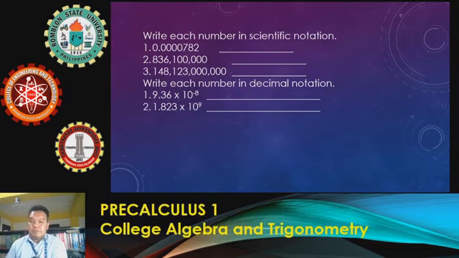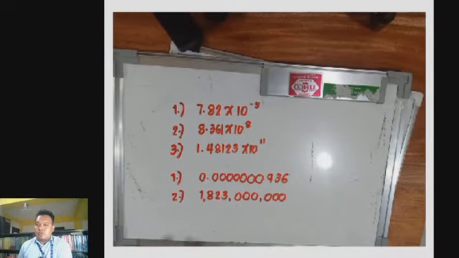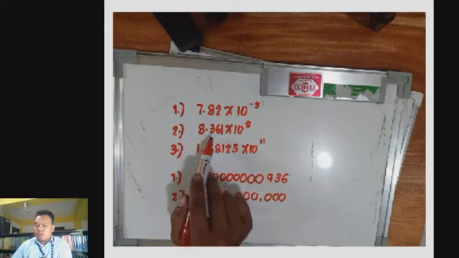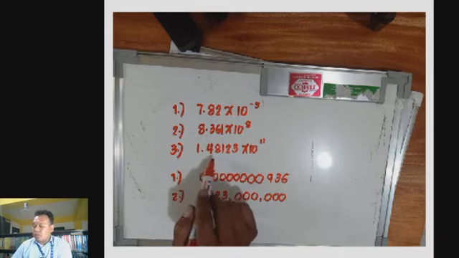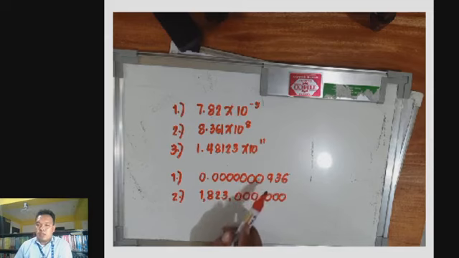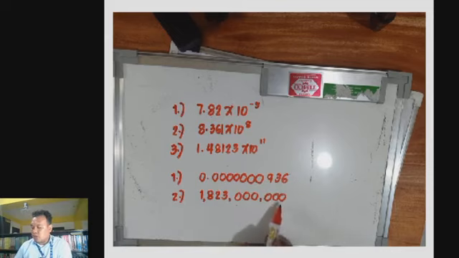So, ito po yung magiging sagot po dyan sa tanong natin. So, for number 1, 7.82 times 10 raised to negative 5. Then, for number 2, 8.361 times 10 raised to 8. Then, 1.48123 times 10 raised to 11. Then, yung value nung number 1, yung 9.36 times 10 raised to negative 8. So, ito po siya. 1, 2, 3, 4, 5, 6, 7, 8. Then, for 1.823 times 10 raised to 9, ito po siya. 1, 2, 3, 4, 5, 6, 7, 8, 9. So, yan po yung sagot.